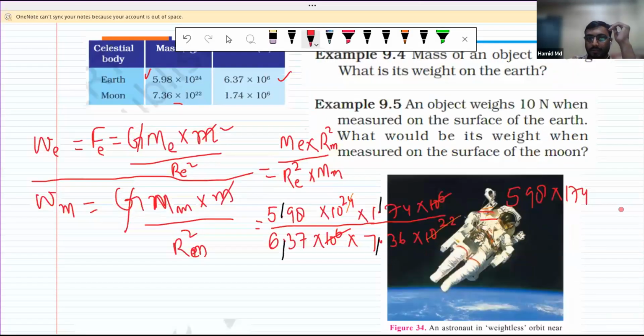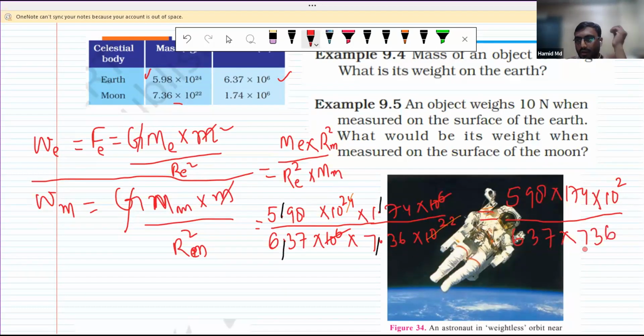Deleting some bit space. Into 10 raised to the power 2. What is left here? 6.7 into 7.6, right?